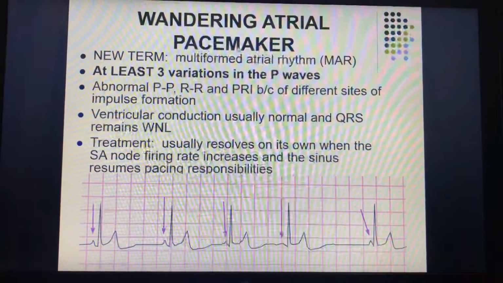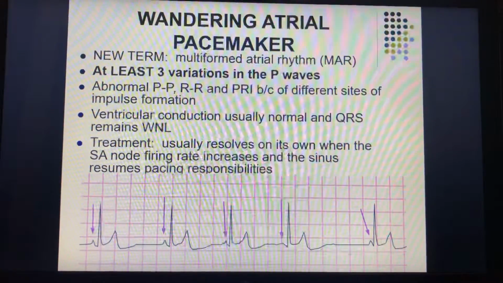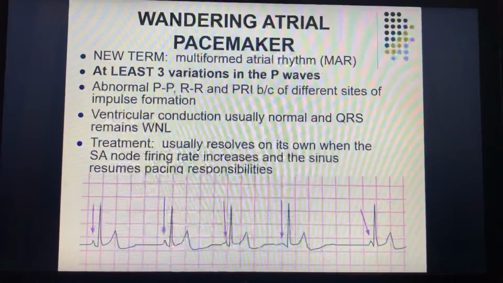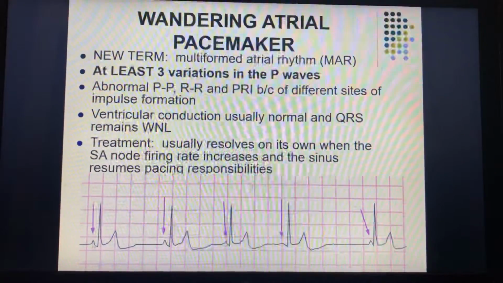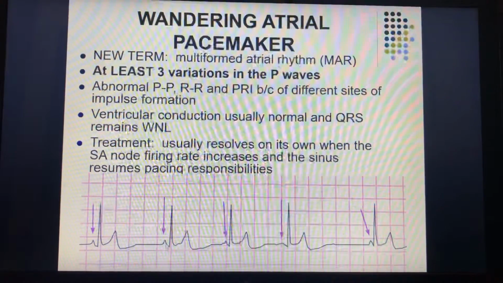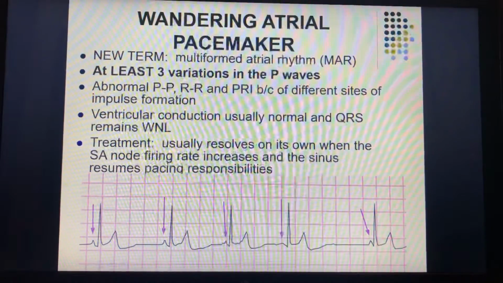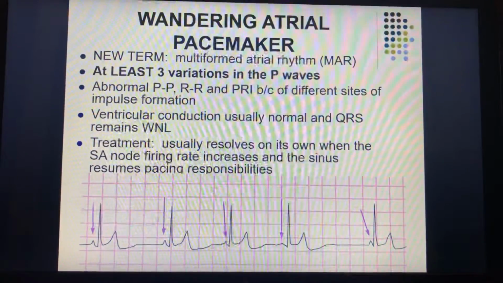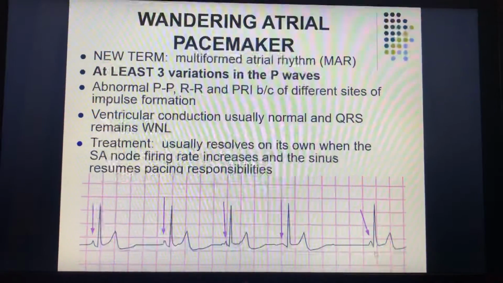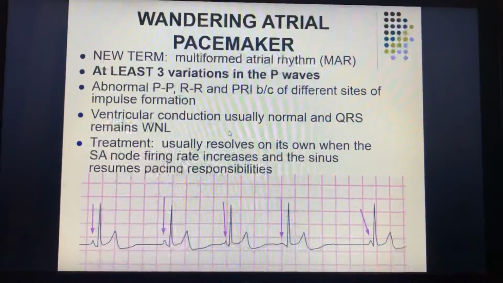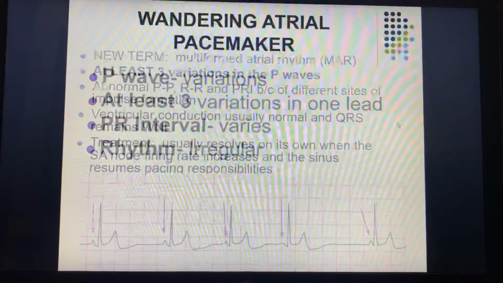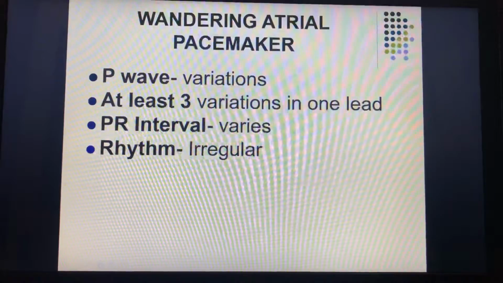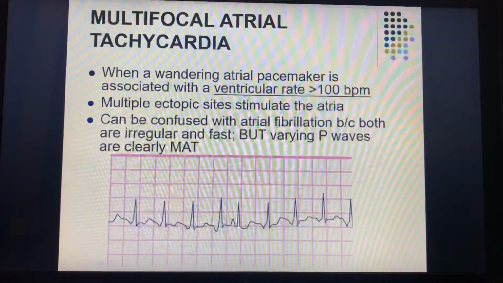Wandering atrial pacemaker, also known as a WAP. You're going to see at least 3 variations in the P waves, meaning 3 different types of P waves in one strip. Look at this one. It's a little pointed. This one, it's a little flattened out. This one, ooh, went all crazy. Where did that one go? So you see just in this strip, there's at least 4, possibly 5 variations. And again, we only need 3 variations. So again, wandering atrial pacemaker, at least 3 variations in one lead.